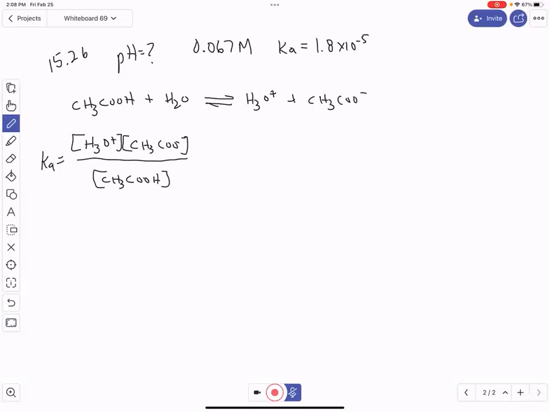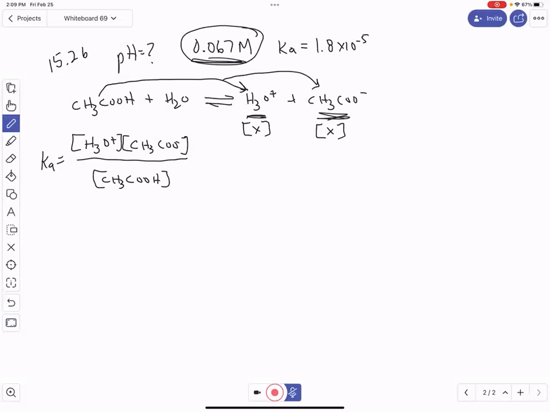And yesterday we made the assumption that, right, setting up our ice table, we know our initial concentration of acetic acid is 0.067 molar. We don't know our hydronium concentration. We don't know our acetate concentration, but they should be the same, because for every 1 molecule of acetic acid that ionizes, I'm going to form 1 hydronium and 1 acetate. So they're formed in the same ratio. I don't know those concentrations, but I could call both of those concentrations X.